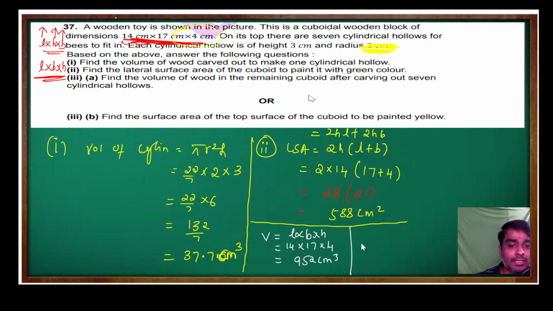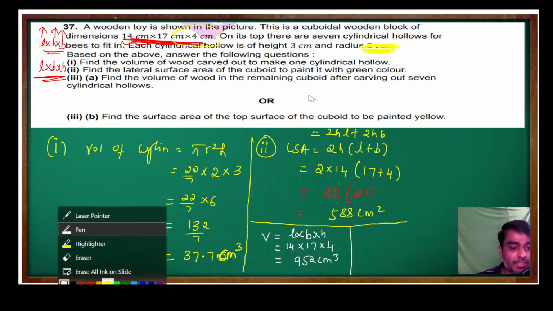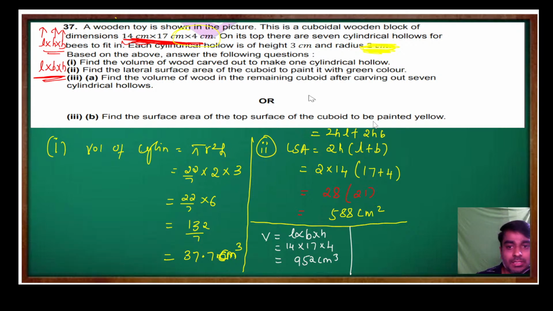Okay. Then 7 holes are carved in this. Means you have to remove that much volume. Okay, so the remaining part they are asking. See this one, carving out 7 cylindrical hollows. Find the volume of wood in the remaining cuboid. Means the cuboid volume is this 952. So from the 952 I should subtract a number for 7 cylindrical hollows.